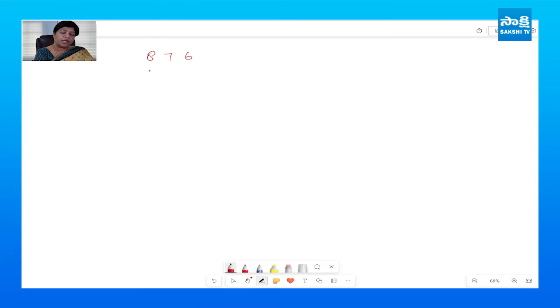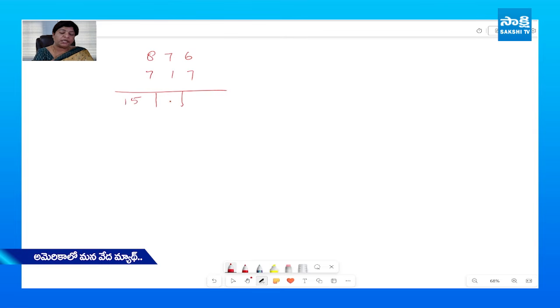876 plus 717. Again, very first thing we need to do is we're going to start by drawing a line separator between the place values. So a line between hundreds and tens place and tens and units place. We're going to add the numbers based on the place value. So 8 plus 7 will give me a 15. 7 plus 1 is 8, and 6 plus 7 is 13.